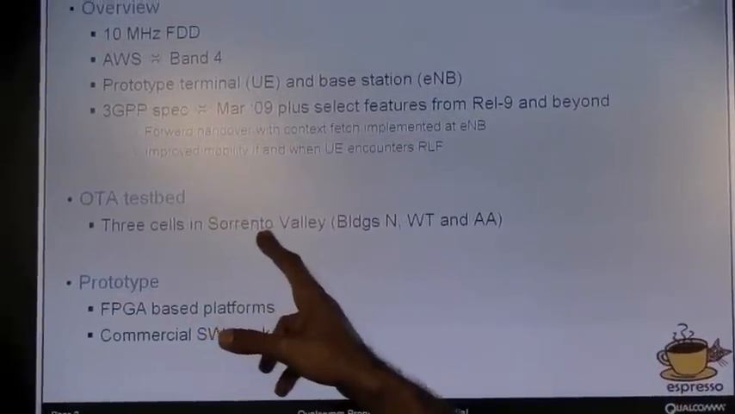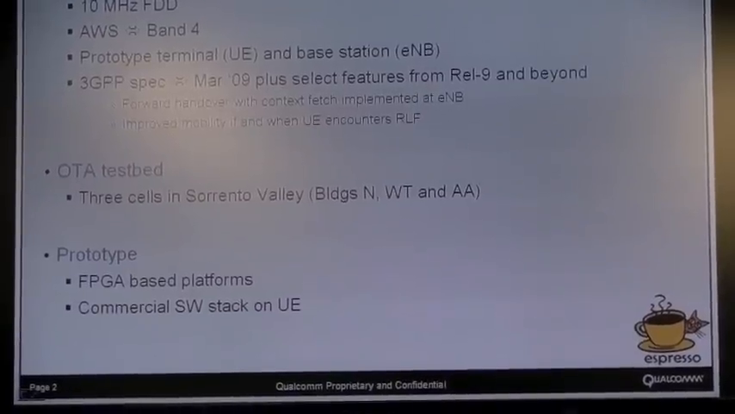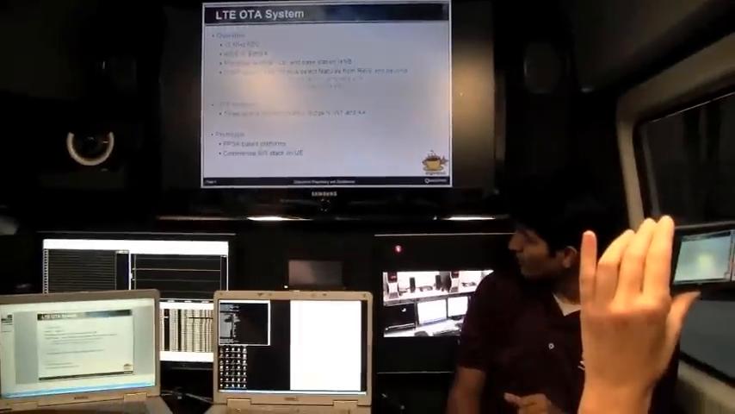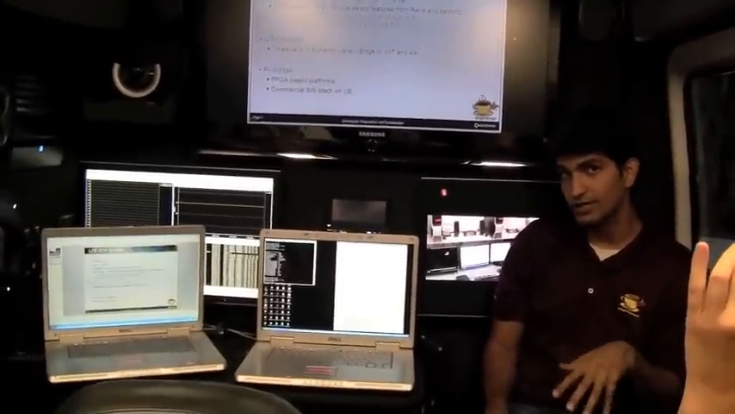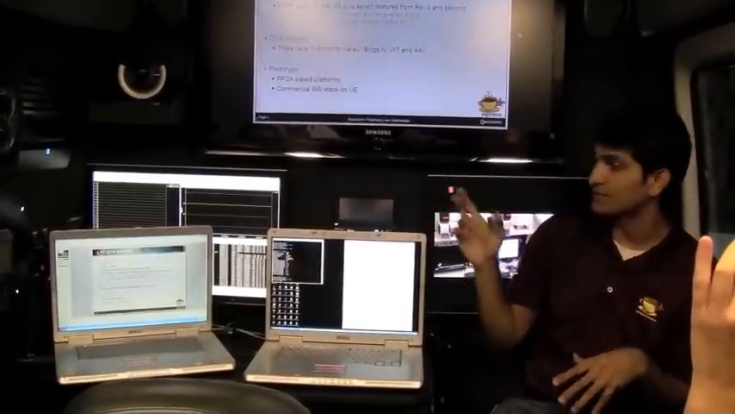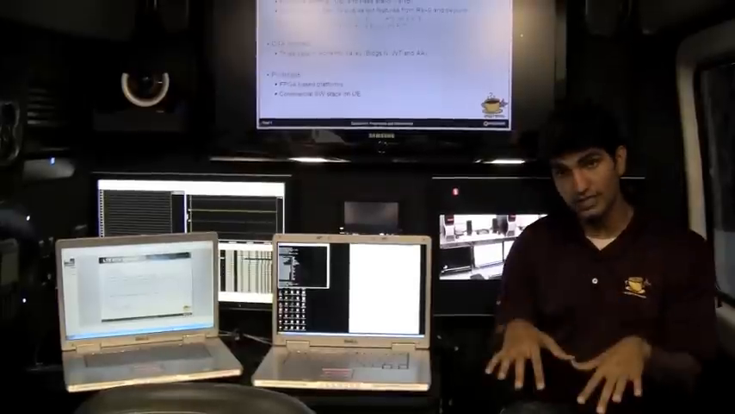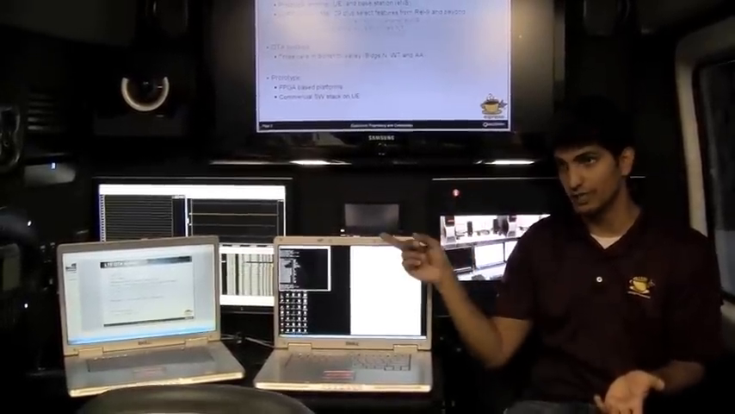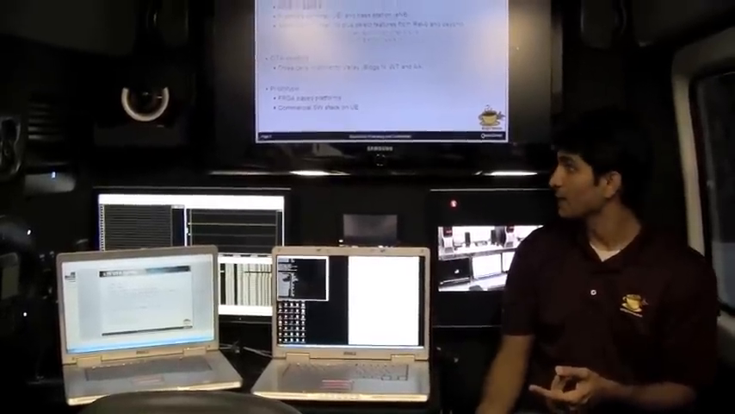As I mentioned, we have three base stations, and even the base stations are our own prototype. So we don't use a third-party base station. All the products that corporate R&D, research and development, are working on right now are on an FPGA-based platform. It's not a commercial platform. But the software stack that we run on it is a commercial software stack, and that is being used by QCT, Qualcomm CDMA Technologies, to commercialize LTE.